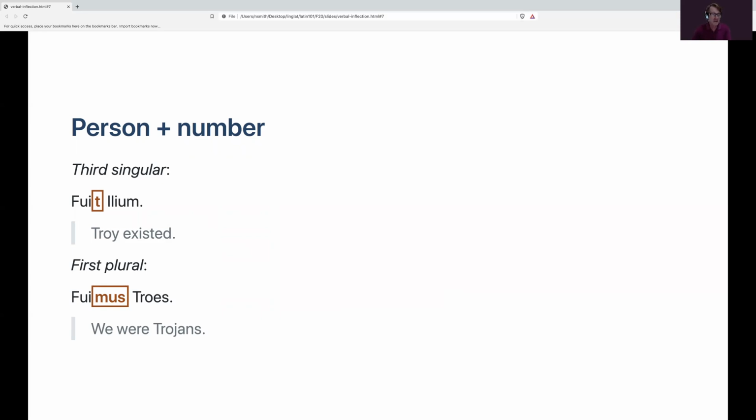And you'll note here that it's a 2-word sentence in Latin, fuimus Troes. There's no need to indicate the subject, we, explicitly with a separate word. In English, we would have to say we were Trojans. In Latin, having that first person plural ending is enough to tell you that the subject is we.